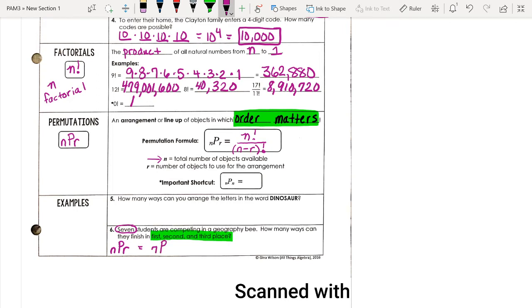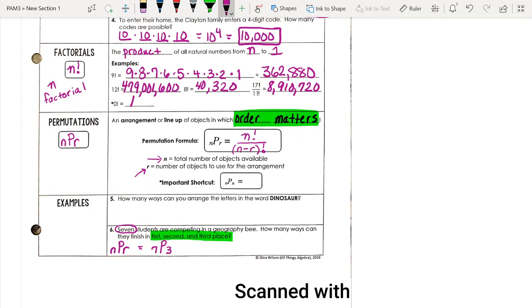And then R, if you look up here, R is the number of objects we're going to use in the arrangement. Well, we're only giving out first, second, and third place. So that means we only have 3 that we're going to fill. So 3 is our R. So there are 7 participants, or 7 objects, 7 people. We're going to give out 3: first, second, and third place.